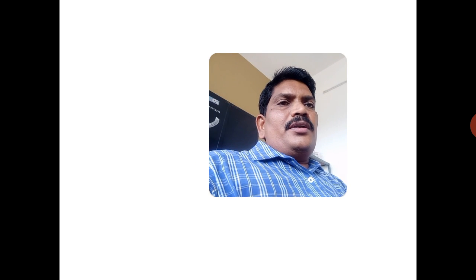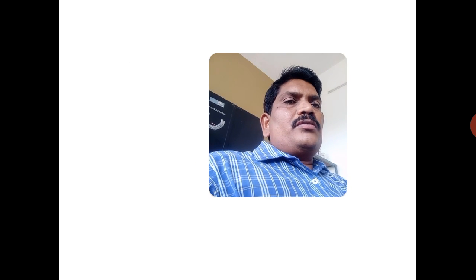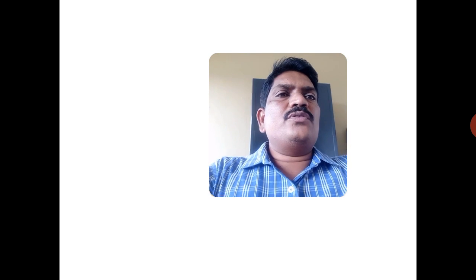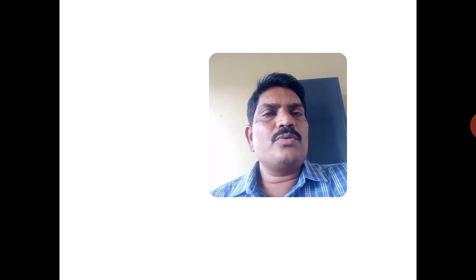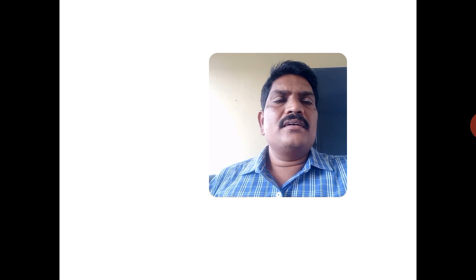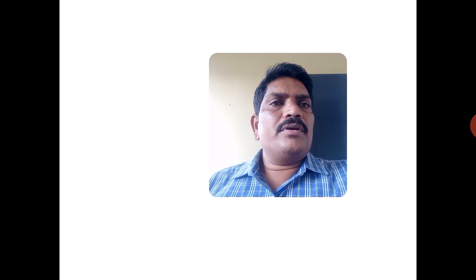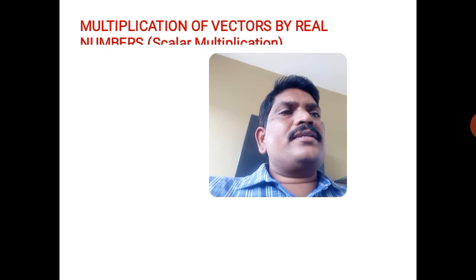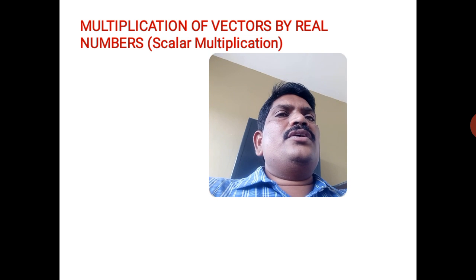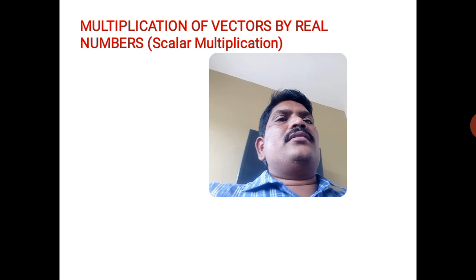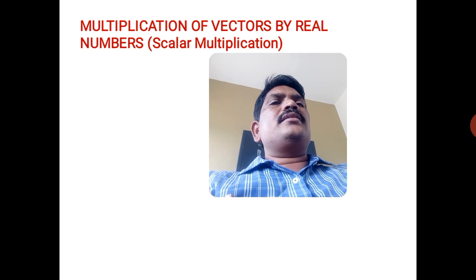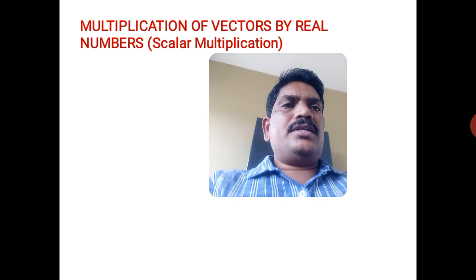Let us continue the remaining part of scalars and vectors. In the previous class we have already discussed the scalars and vectors. Today we have to discuss the multiplication of a scalar quantity with a vector quantity. That is called scalar multiplication. So, multiplication of a vector by a real number is scalar multiplication.